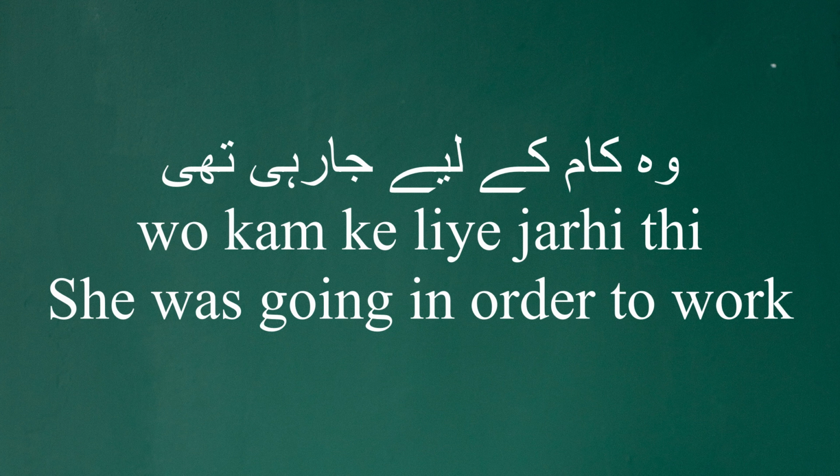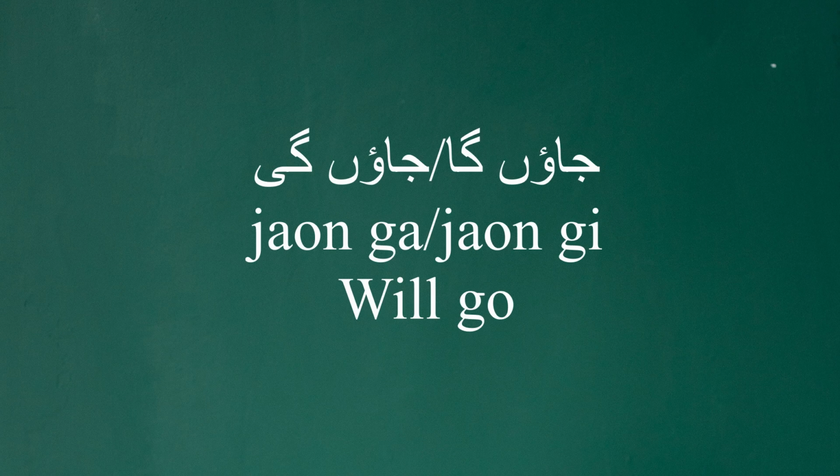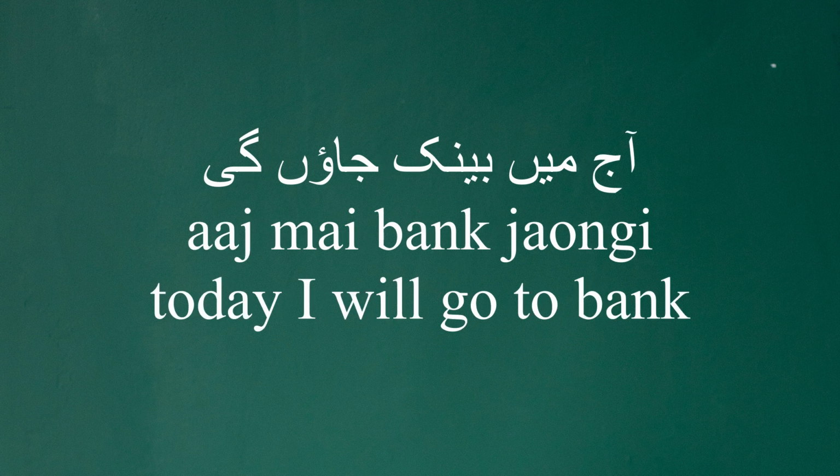Now our next tense is the future tense. In the future tense, the suffix is unga or ungi, unga for men and ungi for female. So ja is our verbal stem, and putting ungi with it, jaungi, is will go. मैं जाऊंगी. मैं मॉल जाऊंगी. मैं बाजार जाऊंगी. मैं बैंक जाऊंगी. आज मैं बैंक जाऊंगी.